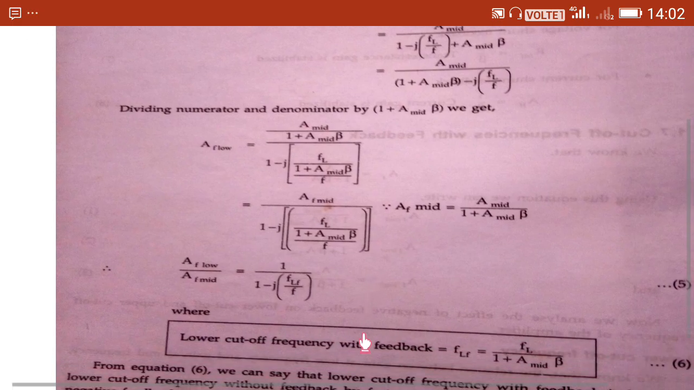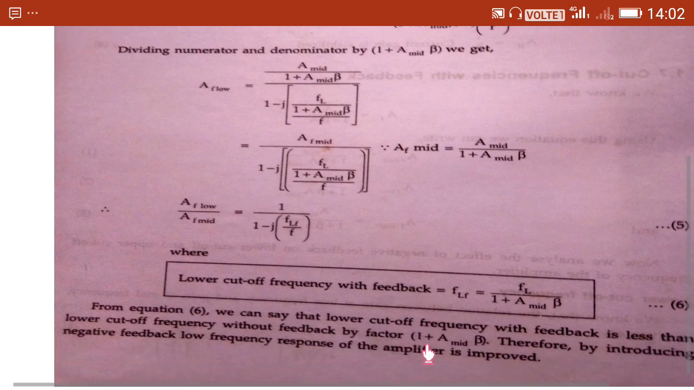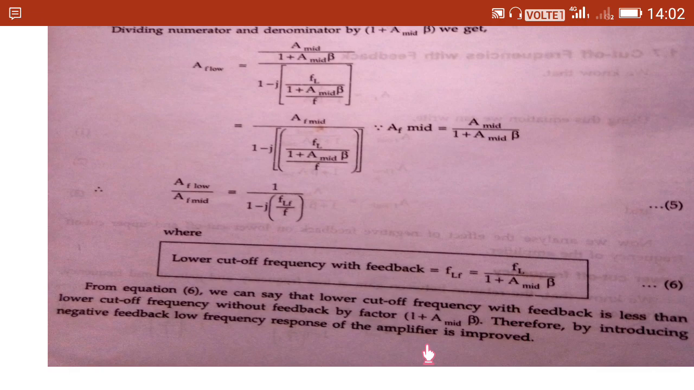You can easily observe and come to the conclusion that lower cutoff frequency with feedback becomes lower cutoff frequency without feedback upon 1 plus A mid beta. Okay, what this equation shows is that because of negative feedback, our lower cutoff frequency is reduced by the factor 1 plus A mid beta. Means lower cutoff frequency is reducing.